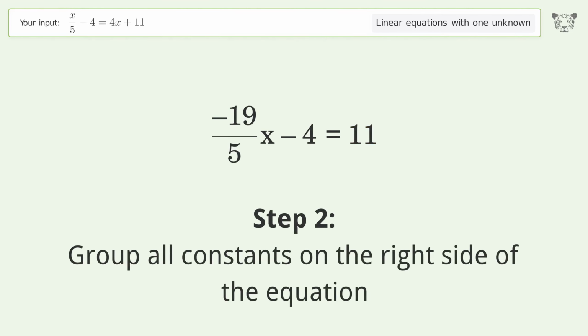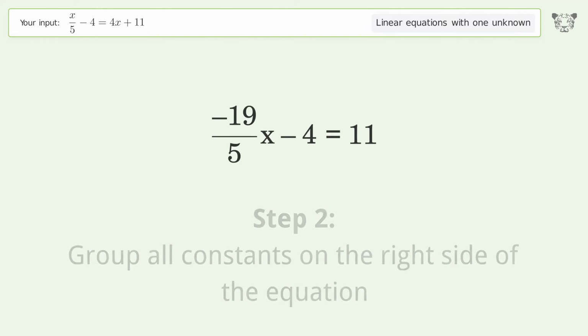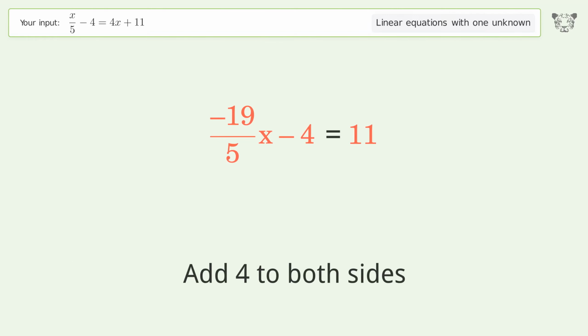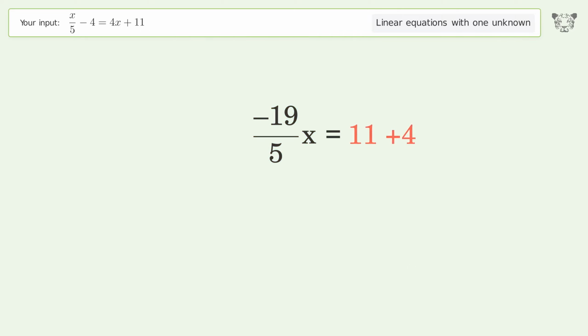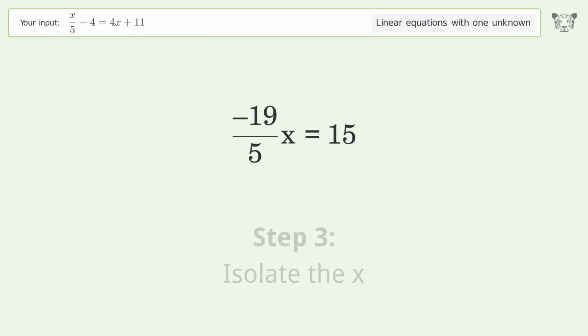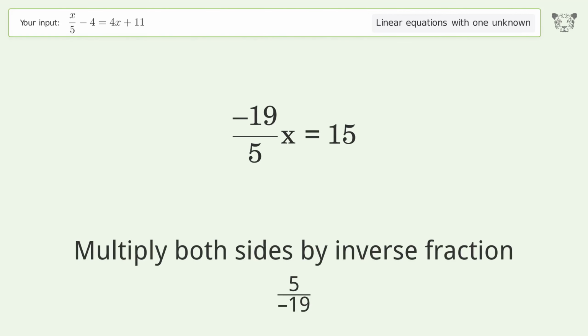Group all constants on the right side of the equation. Add 4 to both sides. Simplify the arithmetic. Isolate the x. Multiply both sides by inverse fraction 5/-19.